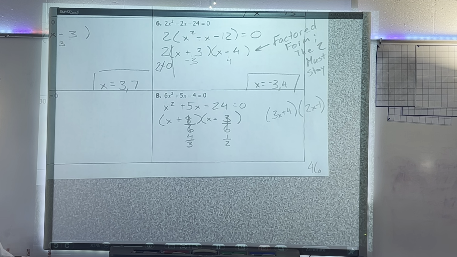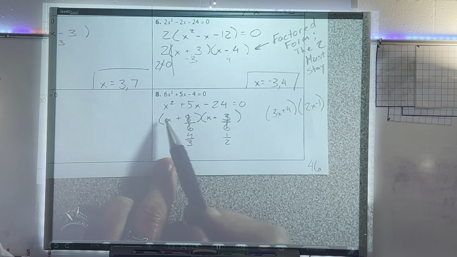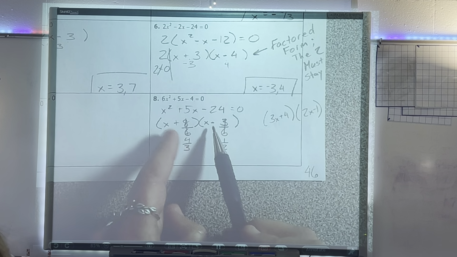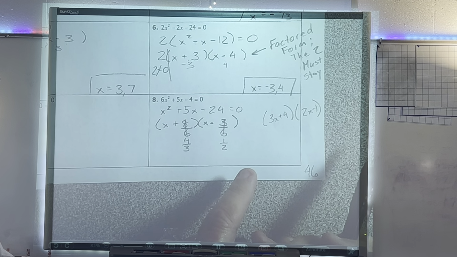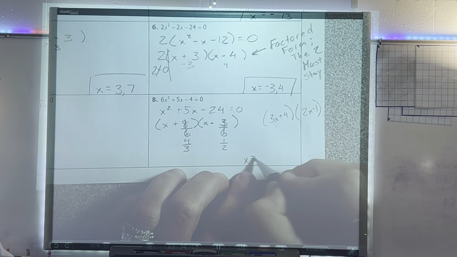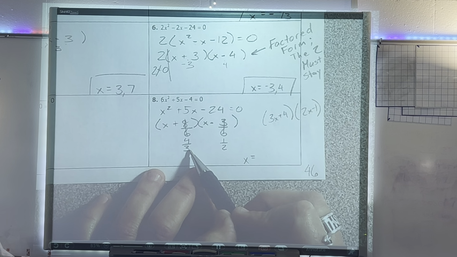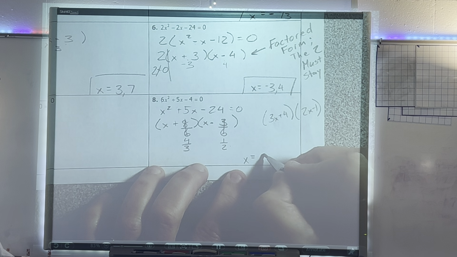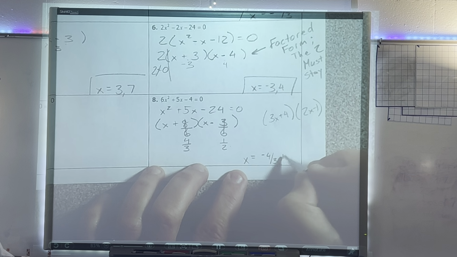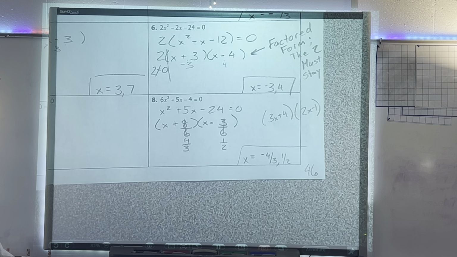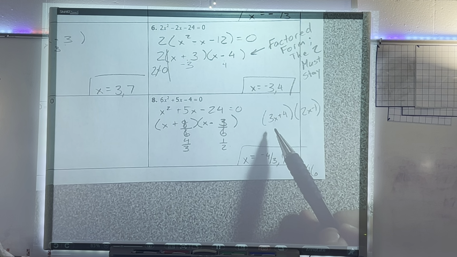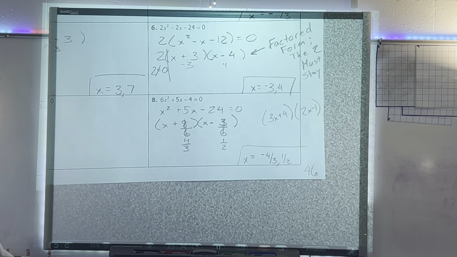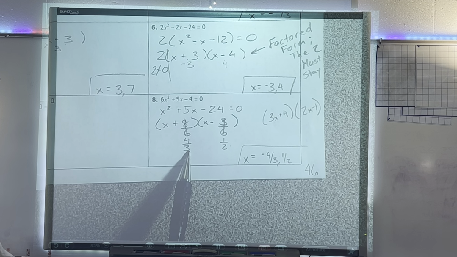Is that logical? So if I know that this looks like this, and every single time, whatever this is, it's going to be the opposite sign when I solve it, then I can say that this is going to be negative 4 over 3, and this is going to end up being positive 1 over 2. Are y'all okay with that? Negative 4 over 3. And positive 1 over 2. Otherwise, if I took it all the way back to the factored form, then I'd take 3x plus 4, set it equal to 0, subtract the 4, divide the 3. Well, it's really unnecessary to do that because I know what it's going to be from right here.